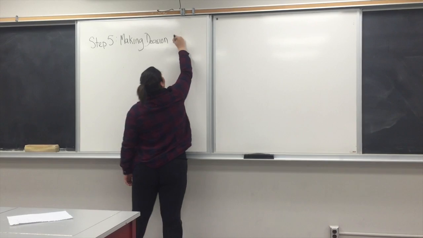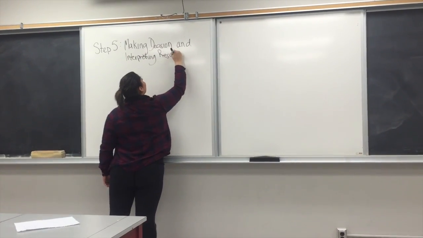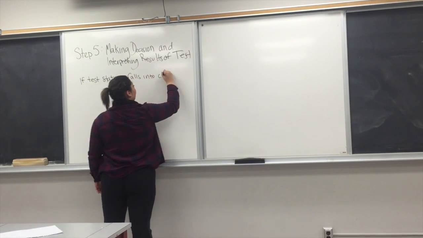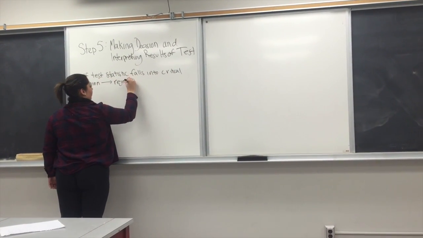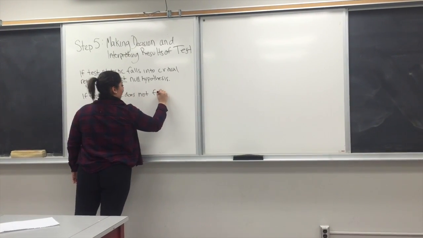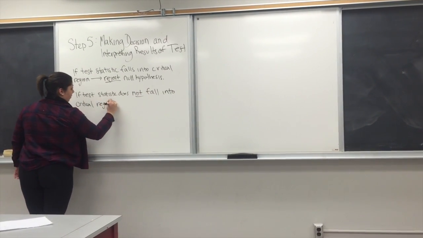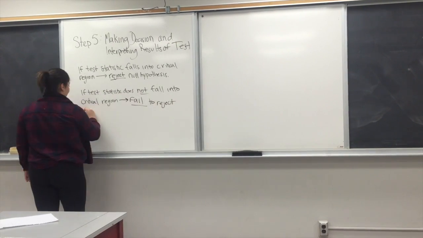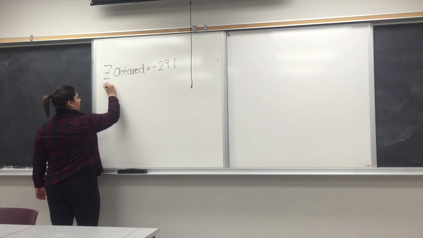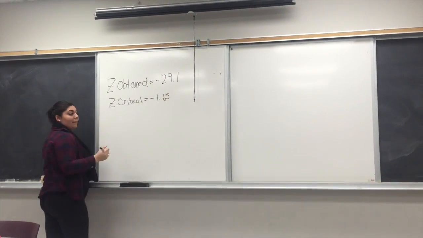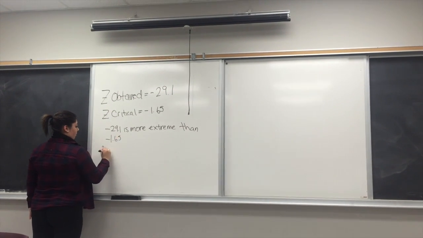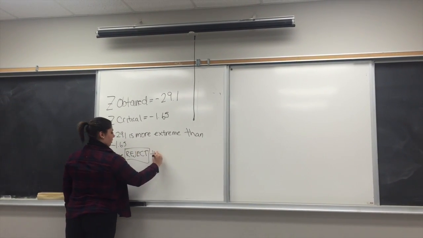Step 5. Making a decision and interpreting the results of the test. If the test statistic falls into the critical region, we reject the null hypothesis. If the test statistic does not fall in the critical region, we fail to reject the null hypothesis. Our z obtained is negative 29.1. Our z critical, negative 1.65. Negative 29.1 is more extreme than z critical, therefore we reject the null hypothesis.